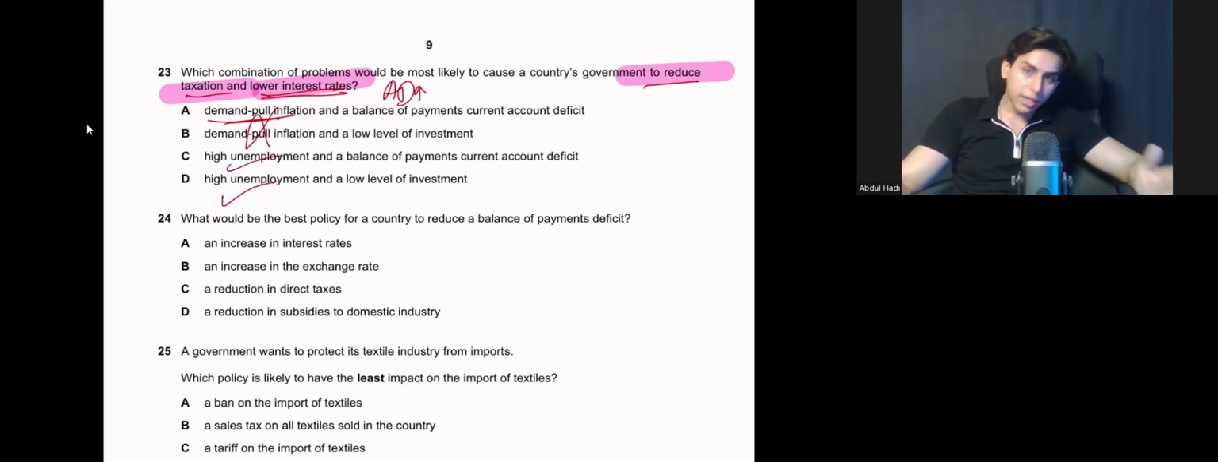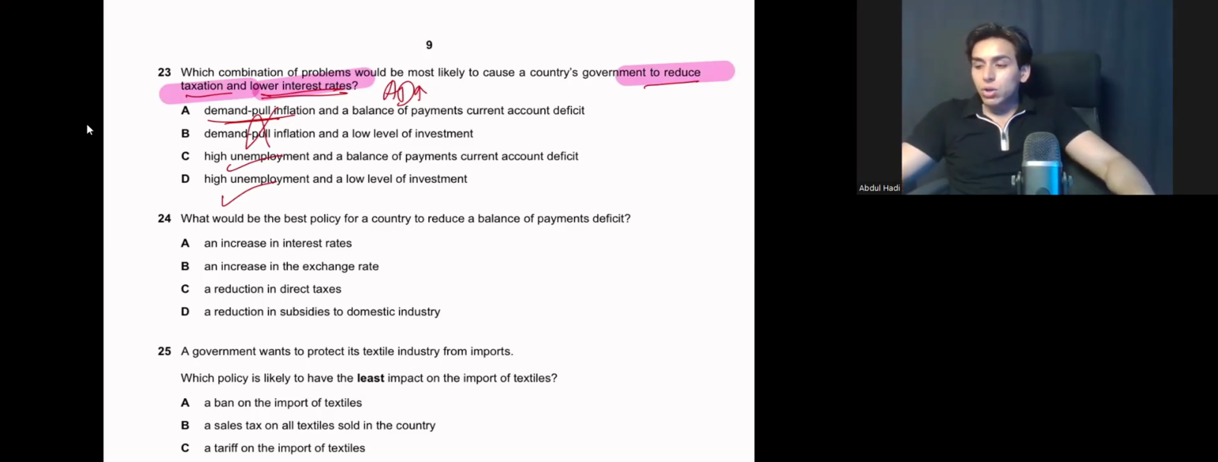Option D, high unemployment. Yes, it is correct, because whenever there's high unemployment, you need to increase your aggregate demand, so your unemployment level falls, right? So you will try to increase your aggregate demand. The second one is low level of investment and a balance of payment deficit. Now you are reducing your interest rate so that people can invest more. This is a direct effect that results from a decrease in interest. So your answer will be D.